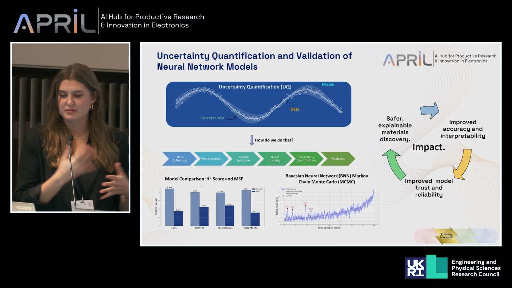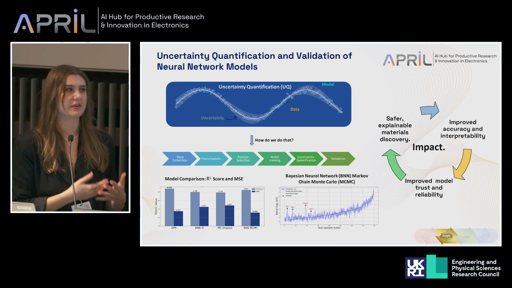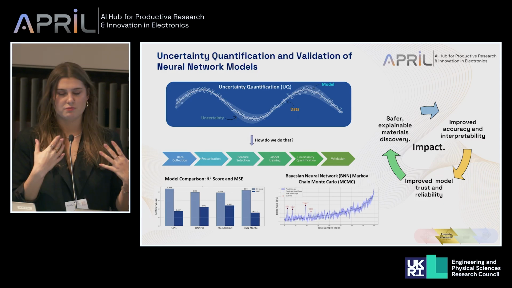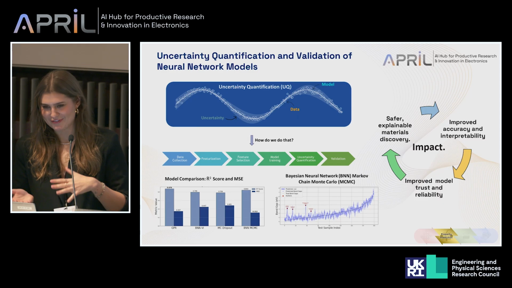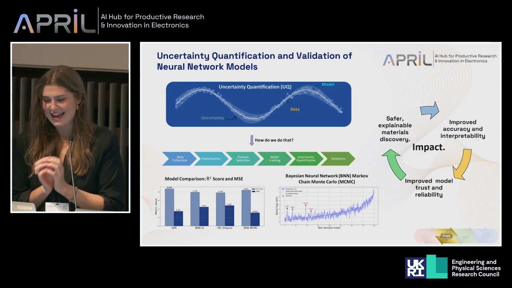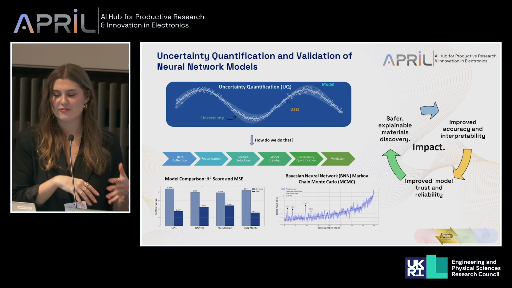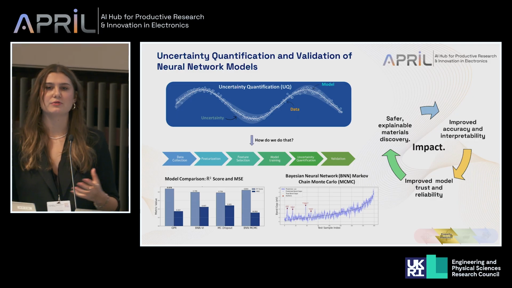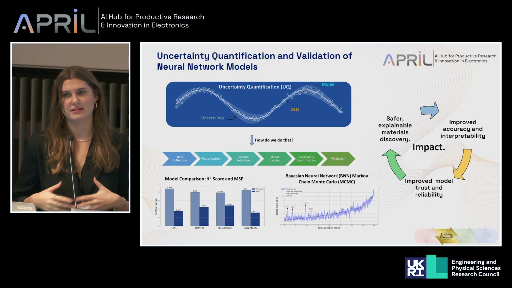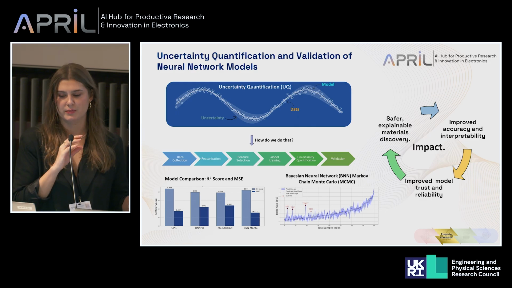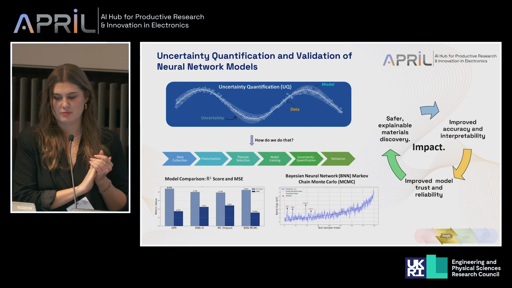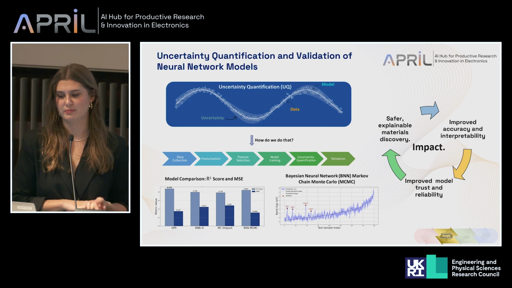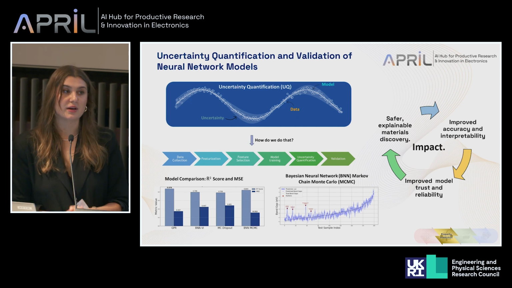So, through uncertainty quantification, we can improve accuracy and interpretability of our machine learning models. Through that, we can improve trust and reliability. And that leads to safer, more explainable materials discovery. So in the future, we plan to integrate the uncertainty quantification techniques into the current materials discovery pipelines, because with uncertainty quantification, we don't just want to make predictions, but we want to make predictions that we can trust more.